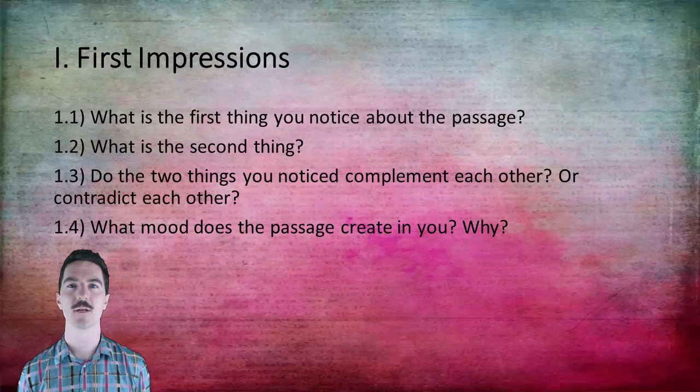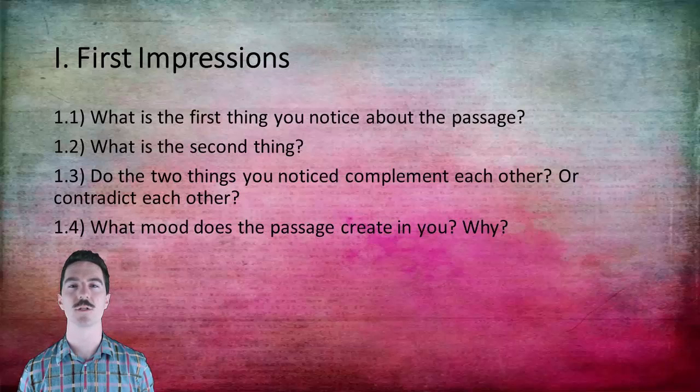So the first category is first impressions, and it has 4 questions. So the first question, what is the first thing you notice about this passage? So just don't try and think too hard, just snap it off. The first thing you think of, write it down. The second, what is the second thing? And again, be quick, be sharp, be snappy. Don't write a paragraph, write one sentence or a couple of words.